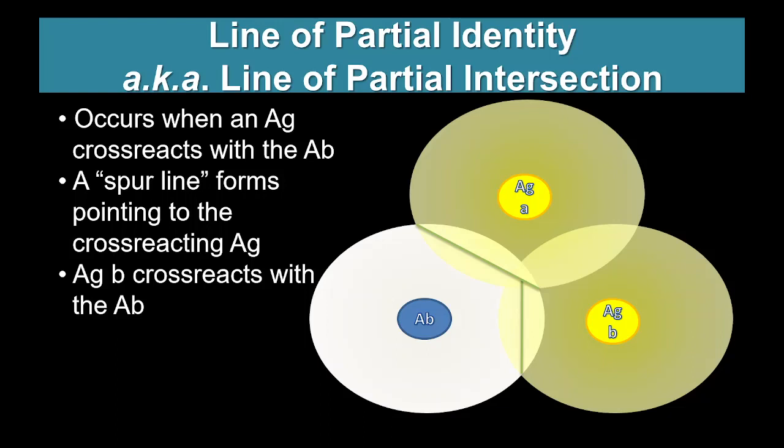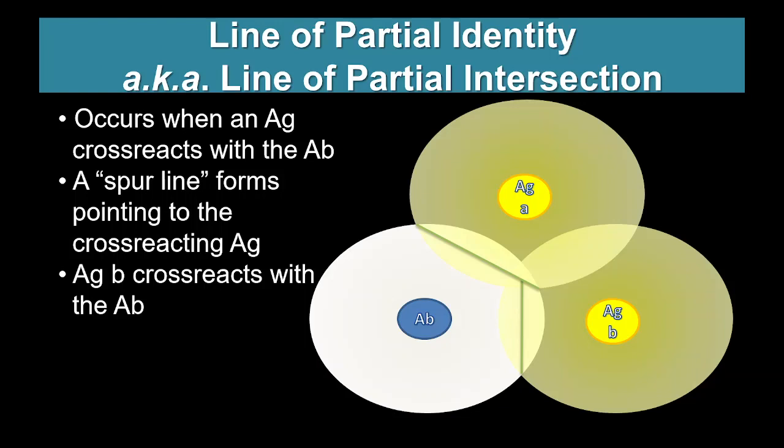In this reaction, we have two precipitin lines that are formed. However, there is a formation of a spur line. The spur line is found inside the red circle. Whenever there is a spur line formation, it suggests the presence of a cross-reacting antigen. To know which is the cross-reacting antigen, the spur line usually points towards it. So in this reaction, antigen B is the cross-reacting antigen.